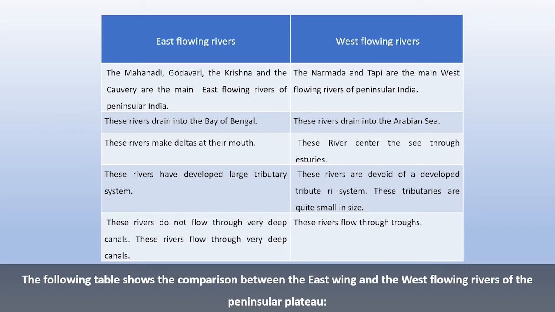East-flowing rivers. These rivers have developed large tributary systems. West-flowing rivers. These rivers are devoid of a developed tributary system. These tributaries are quite small in size. East-flowing rivers. These rivers do not flow through very deep canals. These rivers flow through very deep canals. West-flowing rivers. These rivers flow through troughs.